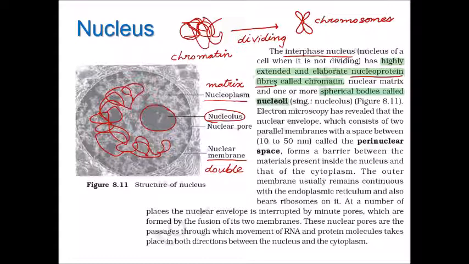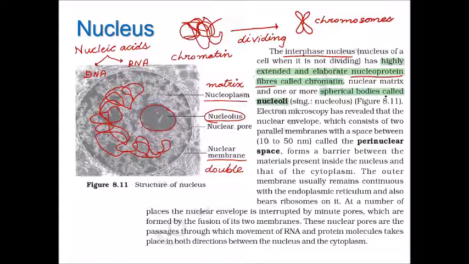Nucleic acids, which are the two nucleic acids? There are two types of nucleic acids. Which are the two nucleic acids? Ribonucleic acid and deoxyribonucleic acid. Yes, ribonucleic acid and deoxyribonucleic acid, or in short, RNA and DNA. So chromatin is made up of nucleic acid plus protein. That is why we use the word nucleoprotein fibers. And the nuclear matrix also contains one or more spherical bodies called nucleoli or nucleolus.